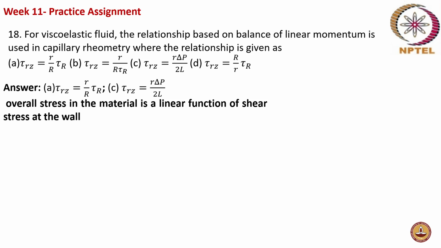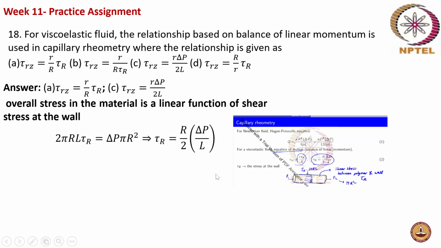How is it? So overall stress in the material is a linear function of shear stress at the wall. Okay, this is how the relationship is. Because you could see it's a linear relationship. So it is some multiplication factor with the wall shear stress, which is tau R. Okay, overall stress. Now you have the linear momentum balance. So at the wall, you have the linear momentum balance between the wall shear stress and the pressure gradient. Okay, so the wall shear stress is across the wall, so it is multiplied by 2 pi RL. Okay, and your pressure is valid in the cross section.